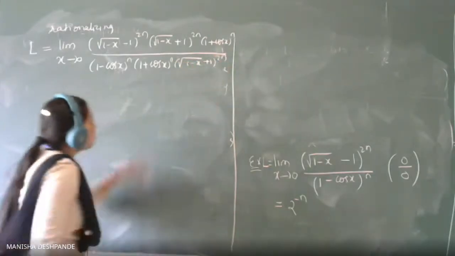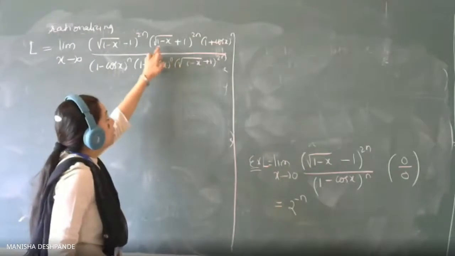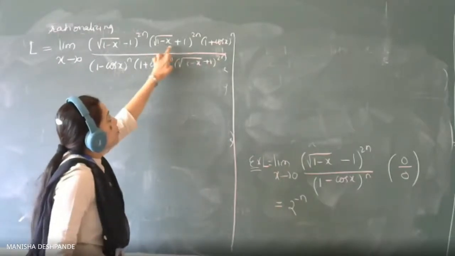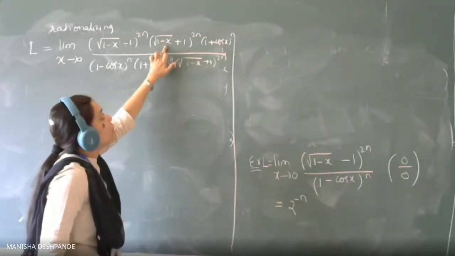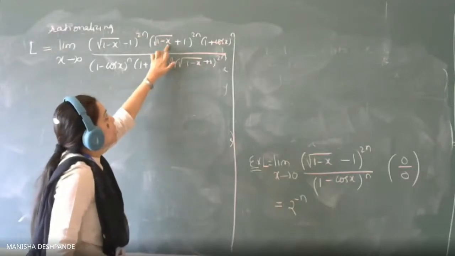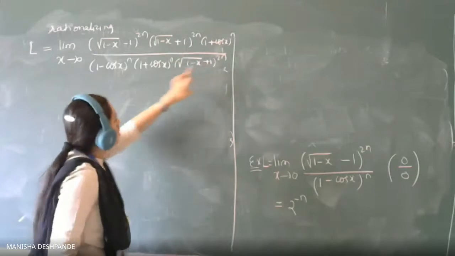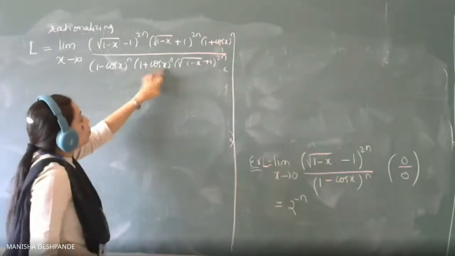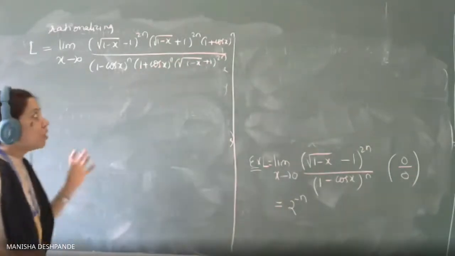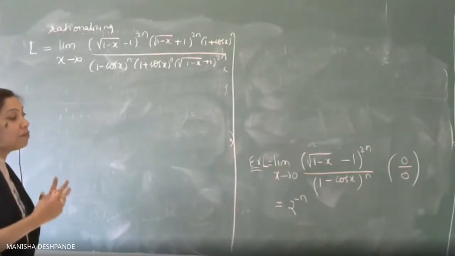Why am I doing this? Because root of 1 minus x plus 1 is not becoming 0. If I put x is equal to 0, I am getting 1 plus 1, 2 raised to 2n. Here also I am getting 1 plus 1, 2 raised to 2n. Here also cos 0 is 1, so 1 plus 1, 2 raised to n. So the answers are getting towards a finite value.